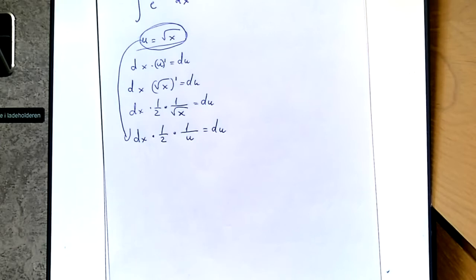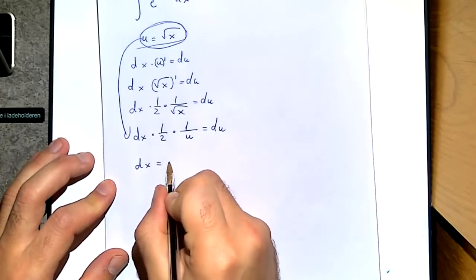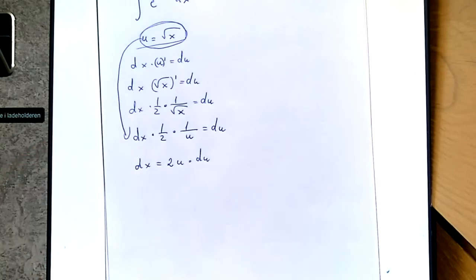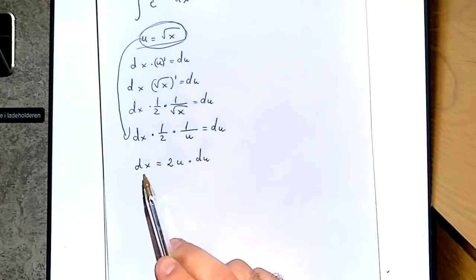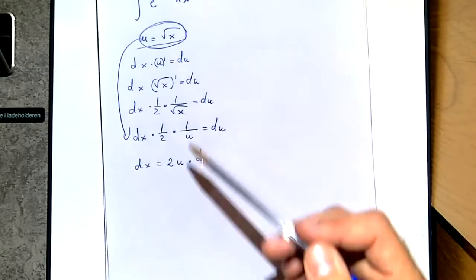So dx is just equal to 2u du. Any questions? Basically I just moved everything that was underneath to the other side. So now it looks pretty good. I have everything with x on one side, everything with u on the other side, and I just have to replace this dx with this u thing.